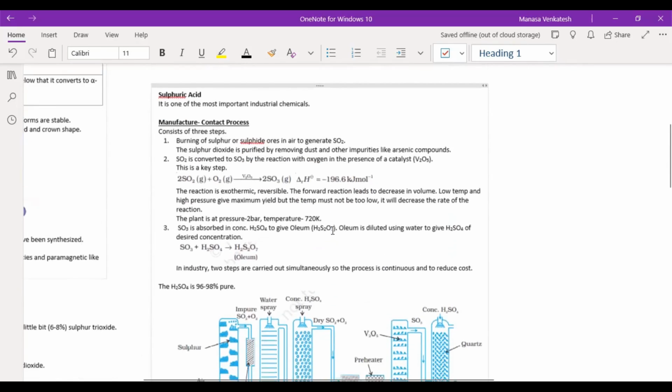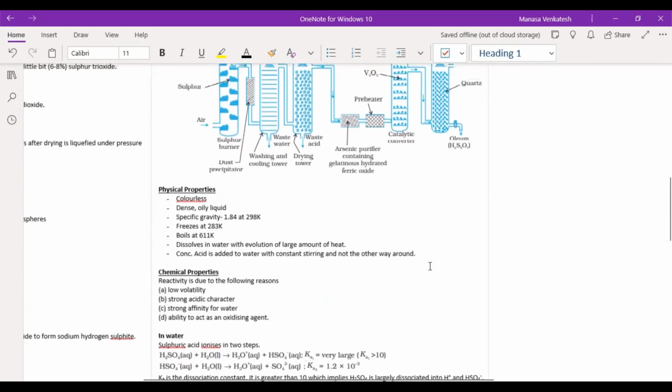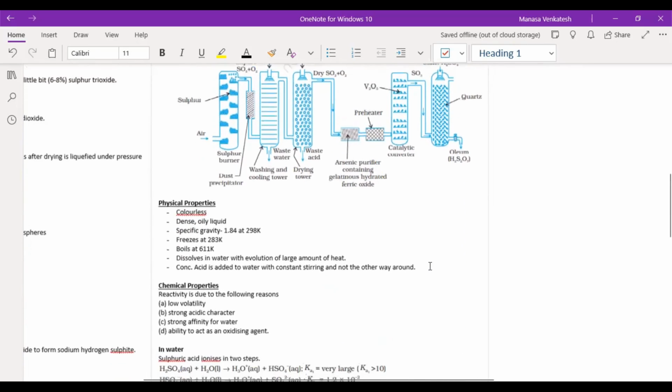So just once I'll go through it once more. You have sulfide ores. Burning of that is giving us sulfur dioxide, SO2. This SO2 is converted to SO3 by reaction with oxygen in the presence of vanadium pentoxide. And this SO3 is converted to oleum using sulfuric acid. Now, the oleum is dissolved in water to give us sulfuric acid.